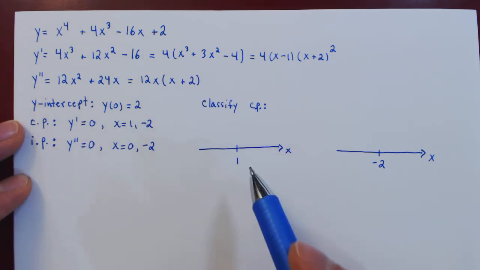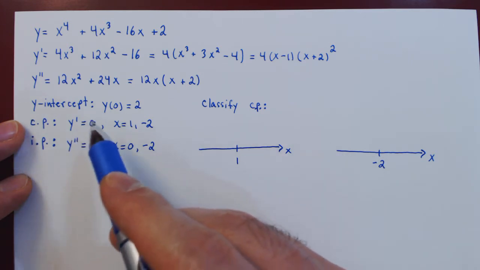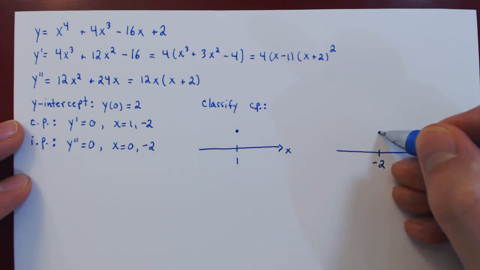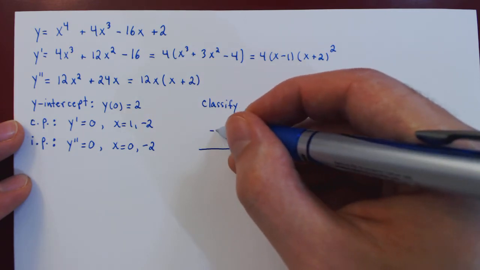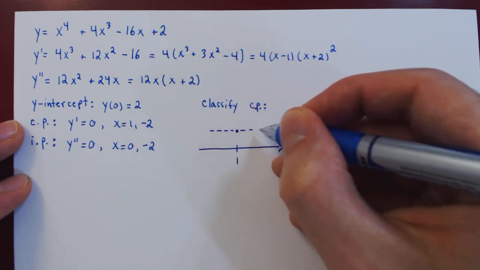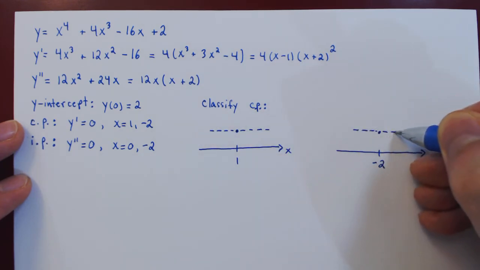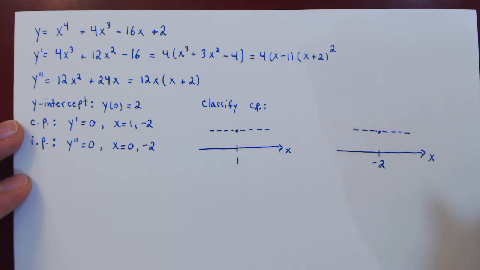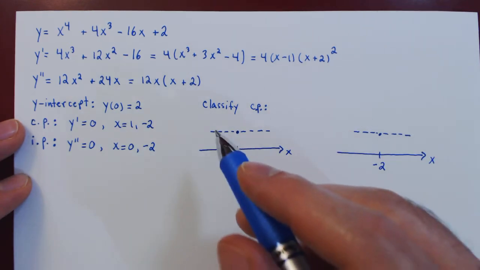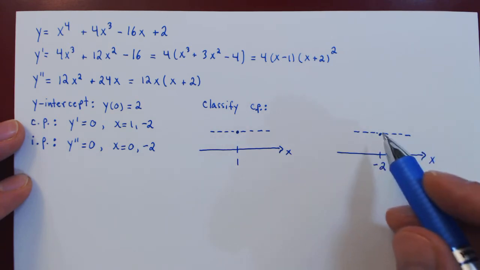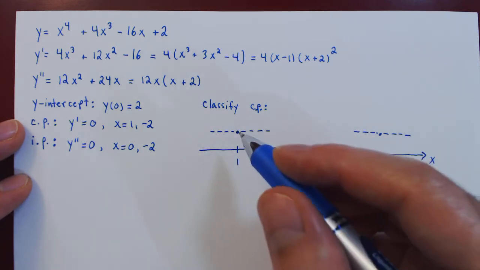But first recall that both were critical points where the derivative was 0. So at each critical point 1 and -2, as the derivative was 0, the curve was flat there. So we have a horizontal tangent line. And now, of course, we have to figure out, is the curve concave up or concave down? Now, of course, this is a bit slanted, but it should be perfectly horizontal.